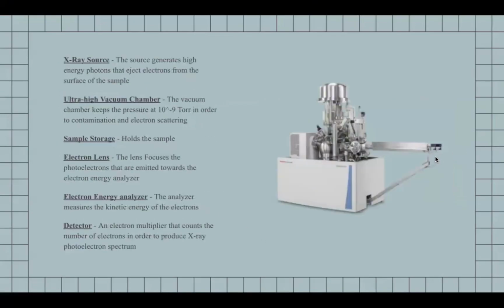Right, X-ray spectroscopy. The X-ray source generates a high energy photon that causes electrons to be ejected from the surface of the sample. The high vacuum chamber keeps the pressure at 10 to the negative 9 torr in order to avoid contamination and electron scattering. There's a little typo there, I apologize. Sample storage holds the sample. The electron lens focuses the photoelectrons that are emitted from the sample towards the electron energy analyzer. The analyzer measures the kinetic energy of the electrons. Finally, the detector counts the number of electrons in order to produce an X-ray spectrum.